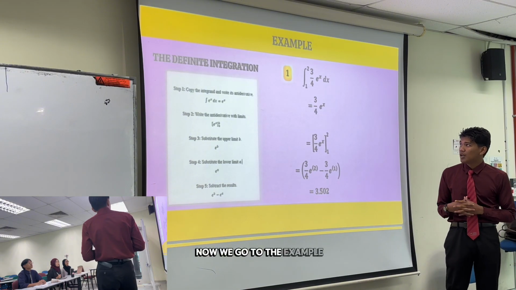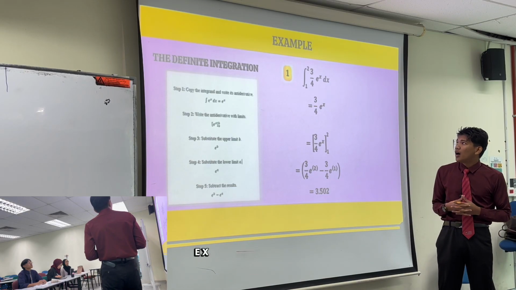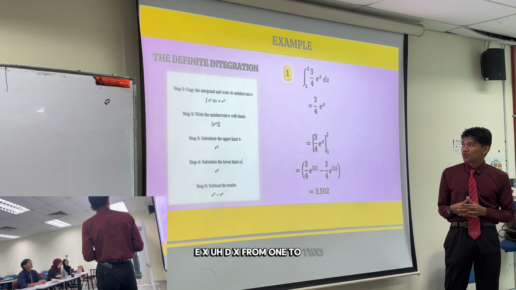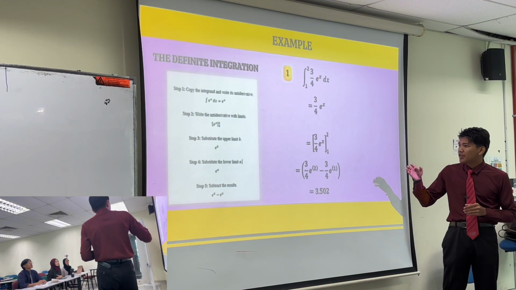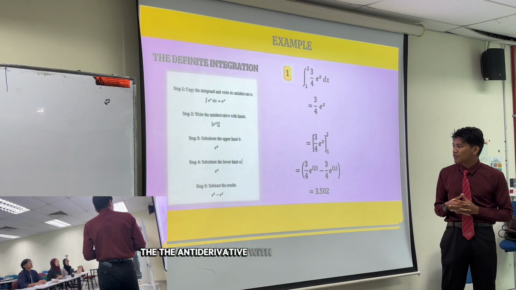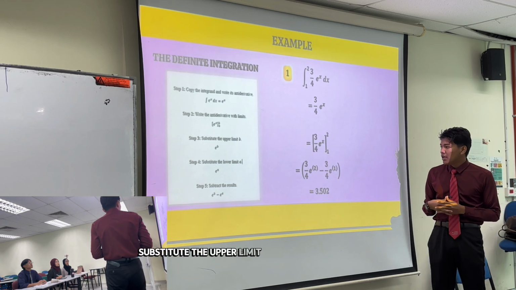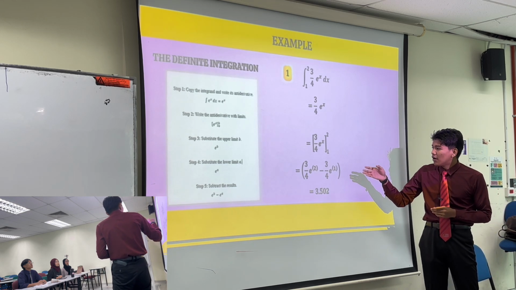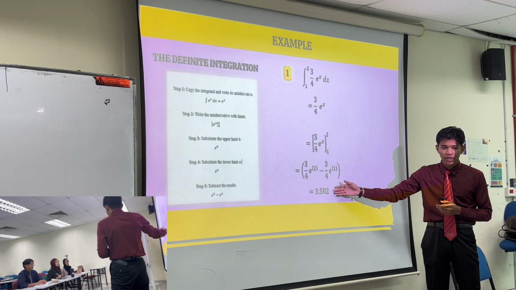Now we go to the example, which is the integration of 3 over 4 e^x dx from 1 to 2. First, you must copy the original function, then write the antiderivative with the limits 2 and 1, and then substitute the upper limit and lower limit into the antiderivative, and then we get the final answer.